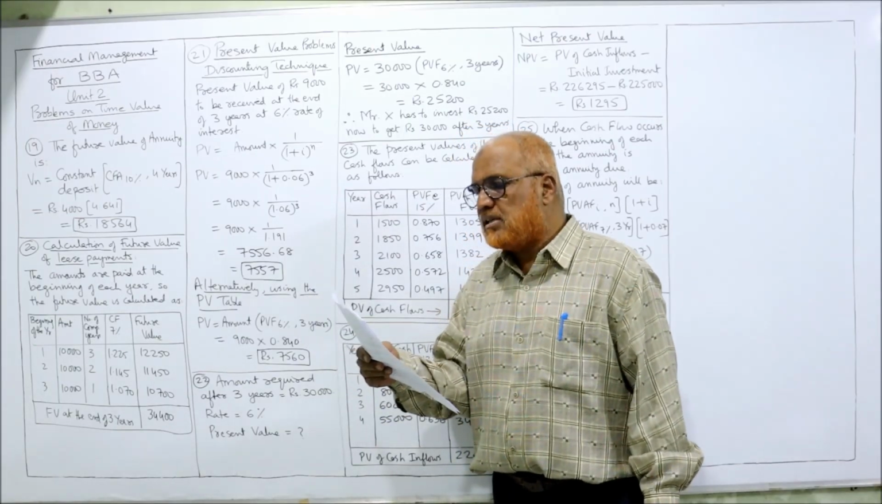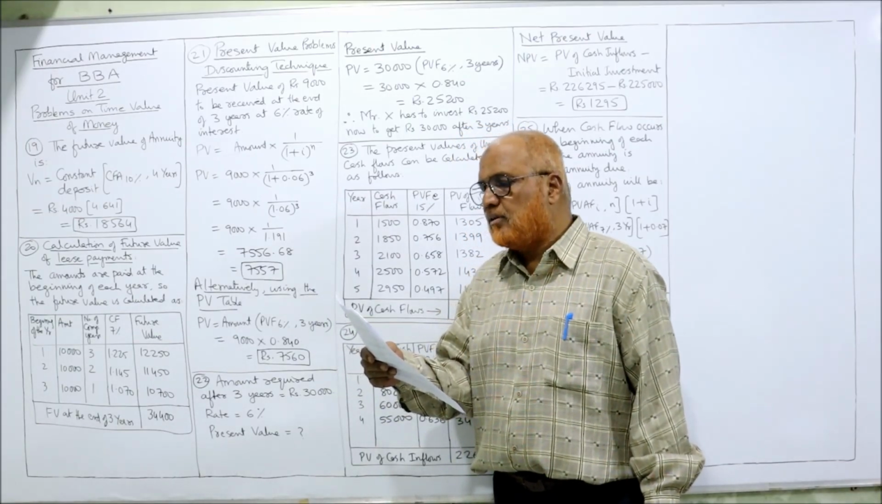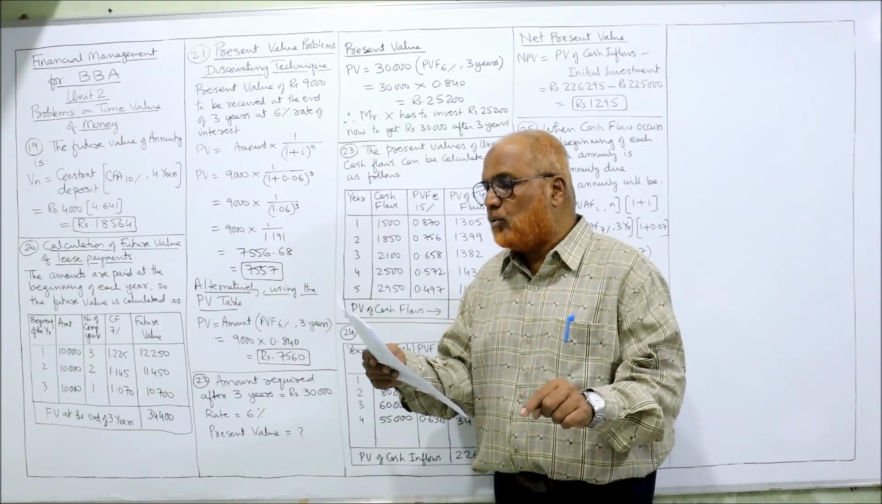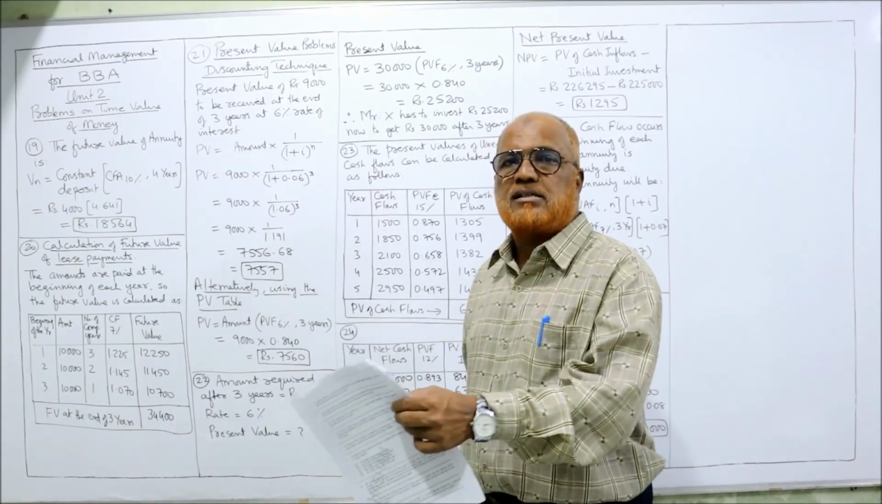Mr. Ram promises 9,000 in 3 years. What is the present value using a 6% interest rate?